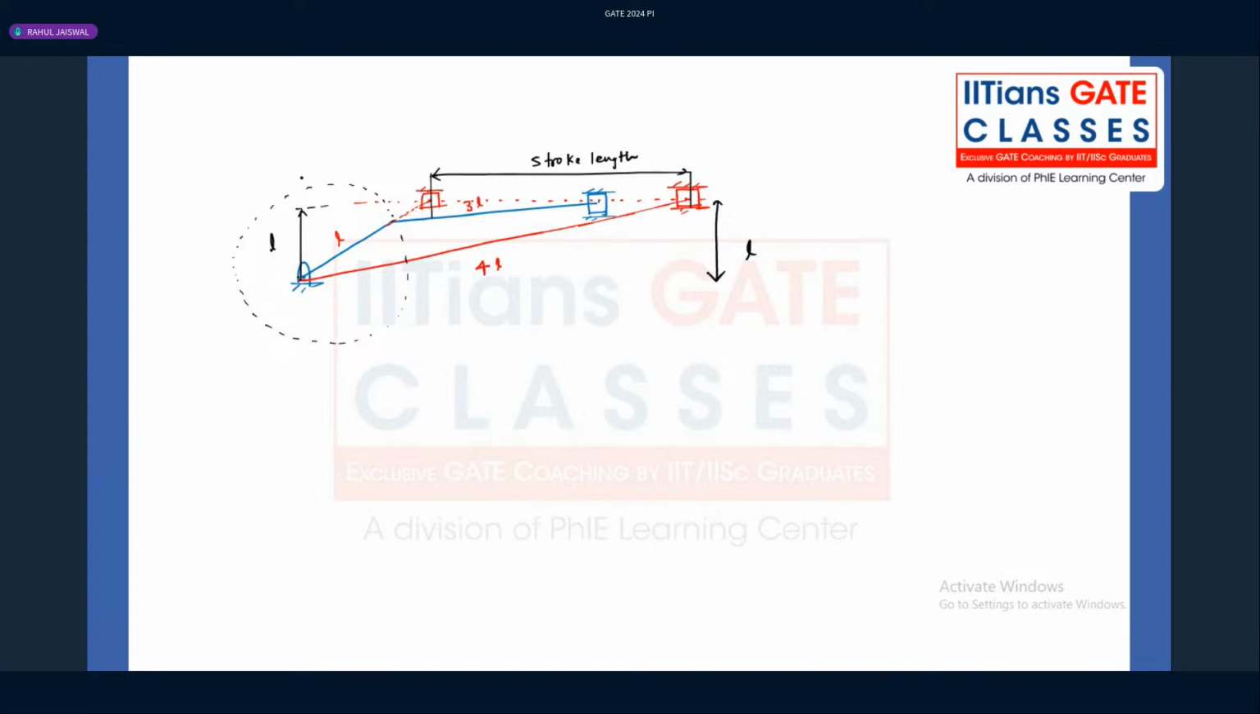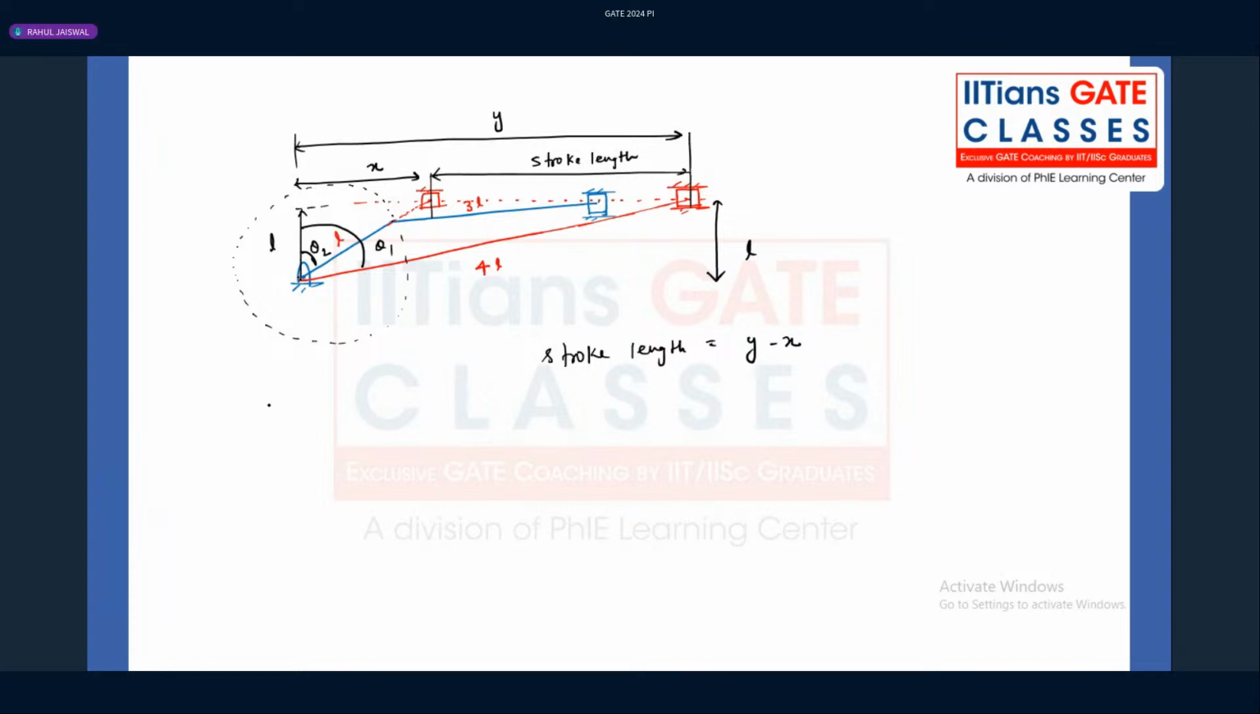So first of all, we will try to calculate from here to here. Let's say this value is Y, and this value is X. So what is the stroke length? The stroke length will be Y minus X. This angle will be theta 2. This angle will be theta 1.